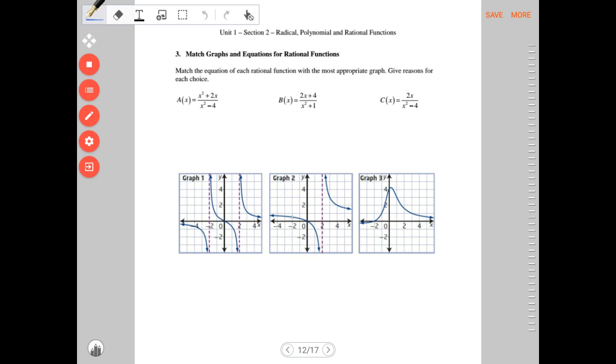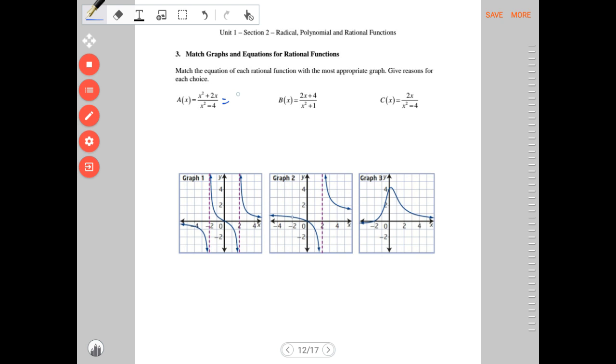Okay, number 3. So match the graph. Match the equation of each rational function with the most appropriate graph. Give reasons for each of your choices. Okay, wow, not a big deal. All right, so again, the first thing we do when we see these things is we try and factor. Factor, factor, factor. Always factoring.